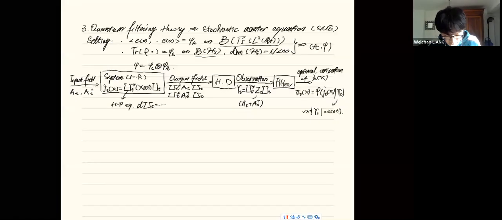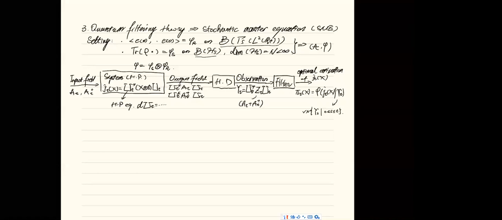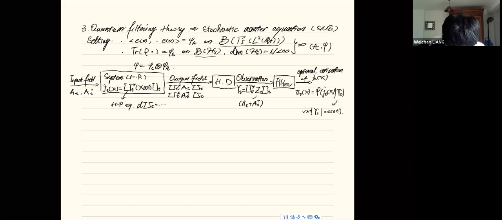To introduce the quantum filtering theory, the final purpose of today is to obtain the stochastic master equation, which describes the time evolution of the state of the open quantum system undergoing continuous-time homodyne detection. Here are some basic settings: we suppose the state of the field is always in the vacuum state, the vacuum vector e0.